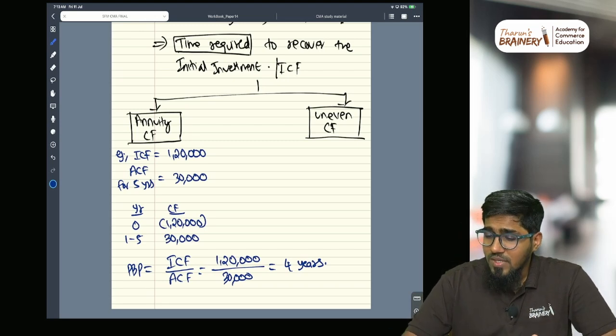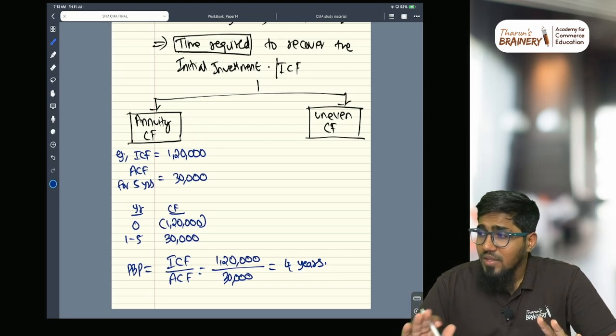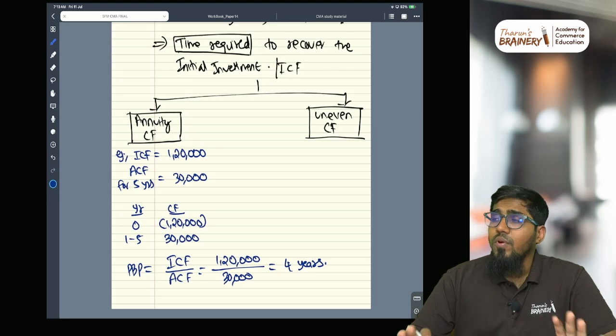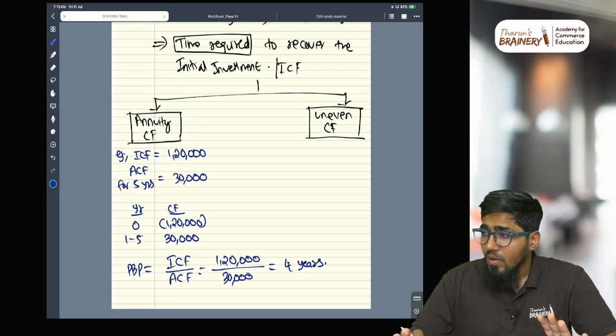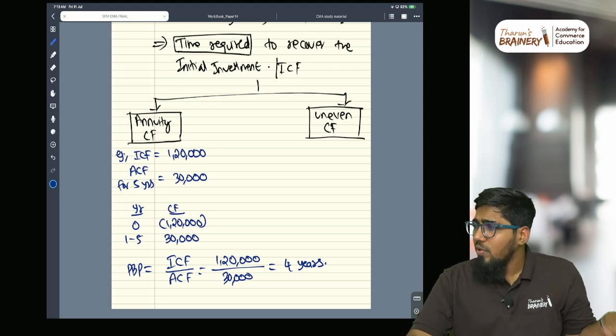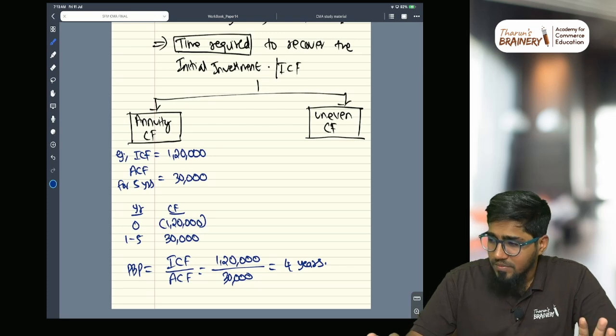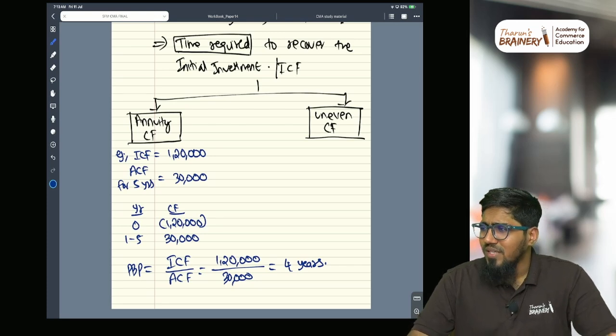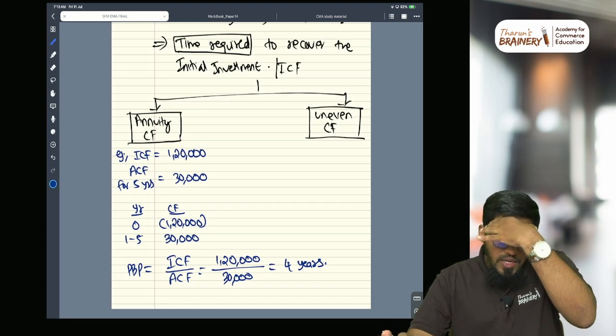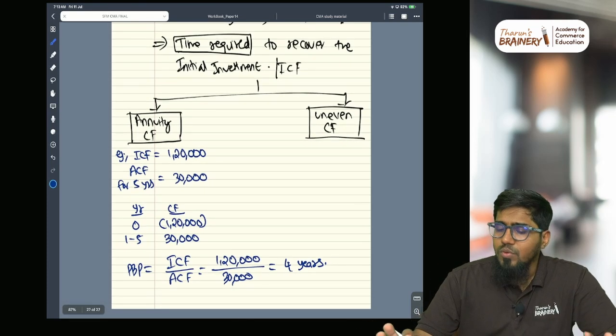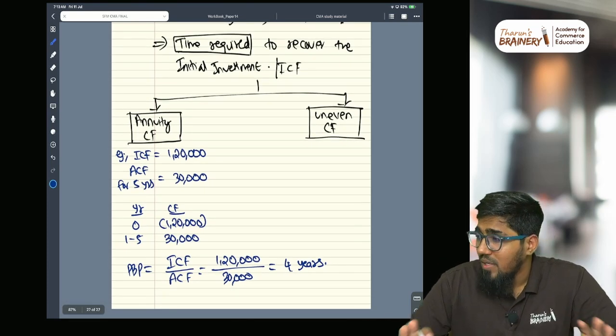30,000 you got. Second year 60,000 you got. Third year 90,000 you got. And fourth year 1,20,000 you got. Because all the cash flows are the same, you're just dividing, so you will get the number of years. This is the basic of what is happening in payback period. If it is an annuity cash flow, this is how you will calculate the payback period.